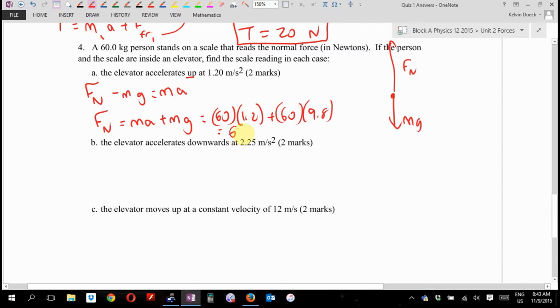Is that right? Yes? No? Yes? Yeah? Okay. 2 marks. I would give you 1 mark for that, half mark for that, and a half mark for the answer, but 2 out of 2 if you got the right answer.